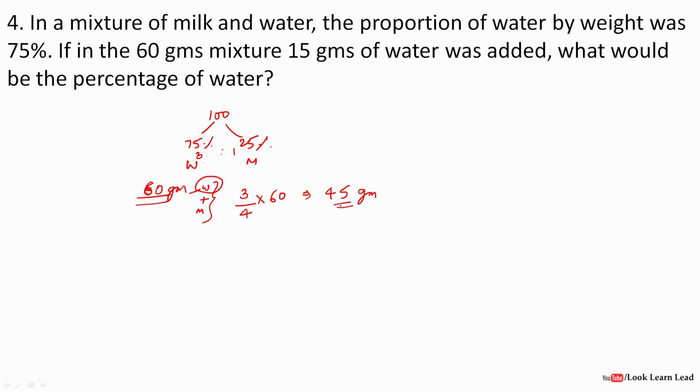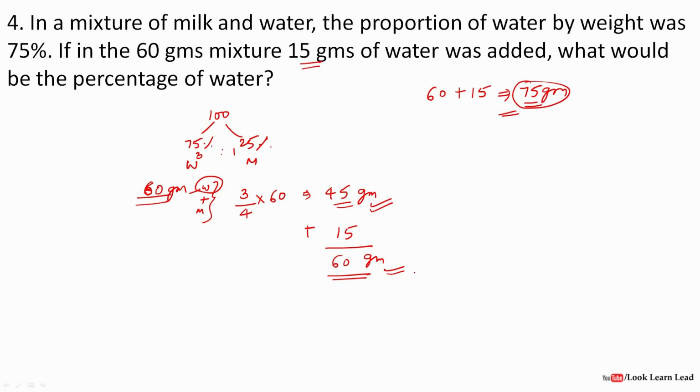Now the water is 45 gram, and how much water are we adding? In the 60 gram mixture, 15 gram of water was added. So plus 15, now the total water is 60 gram. Initially we had 60 gram of mixture, and we added 15 gram of water, so now the mixture is 75 gram. In the 75 gram mixture, 60 gram is water.